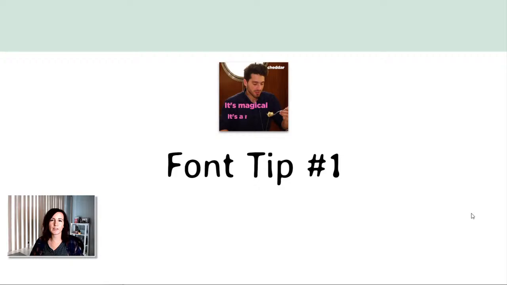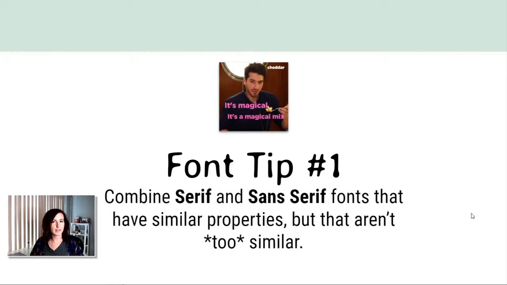Okay, so font tip number one. This one has to do with finding fonts that go well together. And this actually works for any type of font, not just Google Fonts. When you are trying to find fonts that go well together in a project, this is one tip that I have found really useful. You want to try and combine serif and sans serif fonts. I'll explain what those are in just a moment if you don't know. You want to try and find fonts that have similar properties, but that aren't too similar.